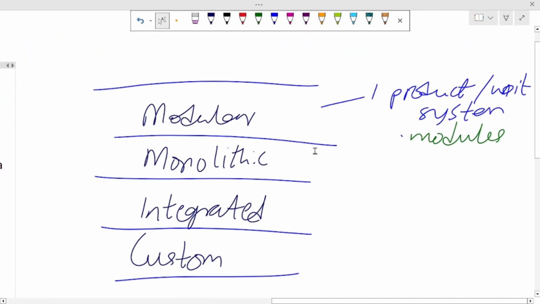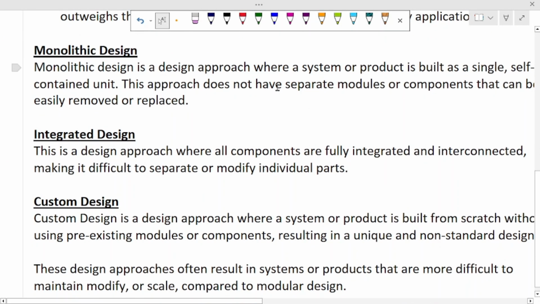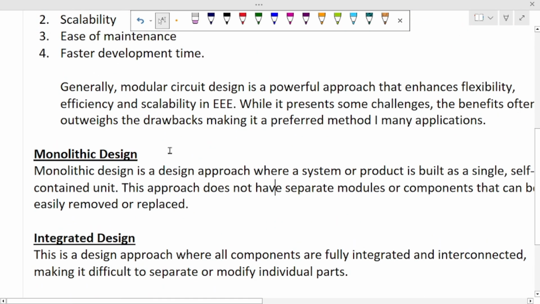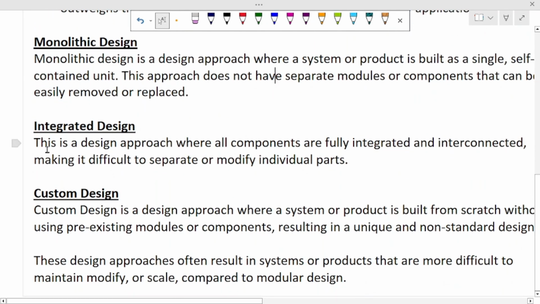So in monolithic design, you cannot separate them easily. So monolithic, they cannot be separated easily. Okay, while for modular, it can be separated what? Easily. Therefore, integrated, this is a design approach where all components are fully integrated, they are fully integrated and what? Interconnected, making it difficult to separate or modify individual what?